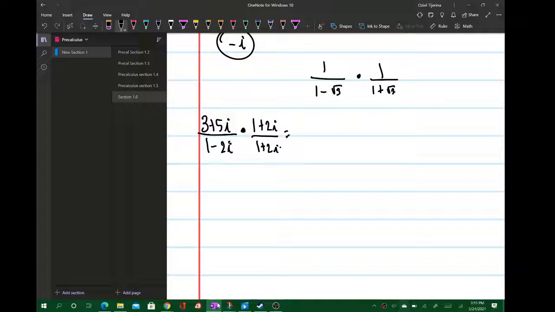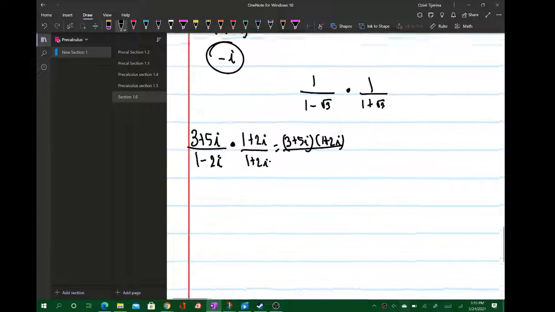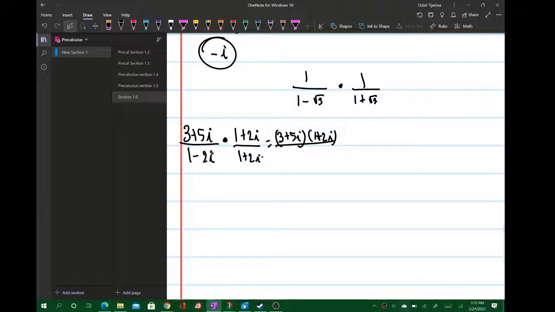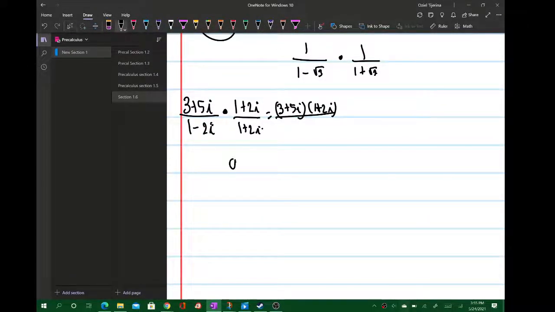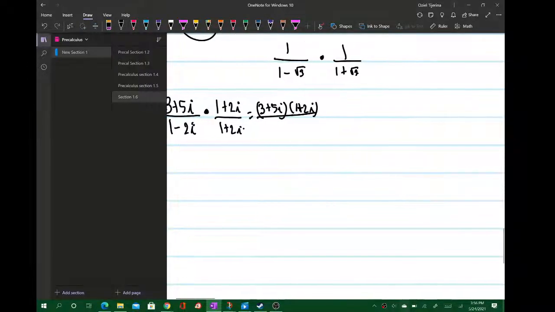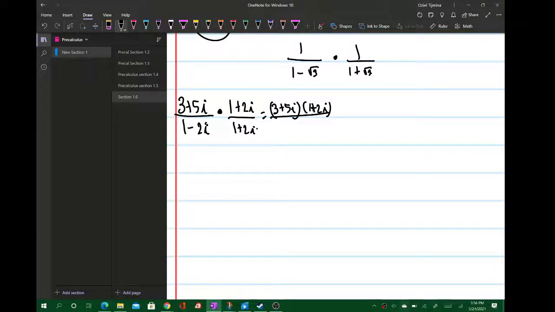So then this is going to give me 3 plus 5i times 1 plus 2i over, and then we can use the sum and difference pattern that says a plus b times a minus b equals a squared minus b squared. However, you have to be careful because you have, so it's 1 squared, right?